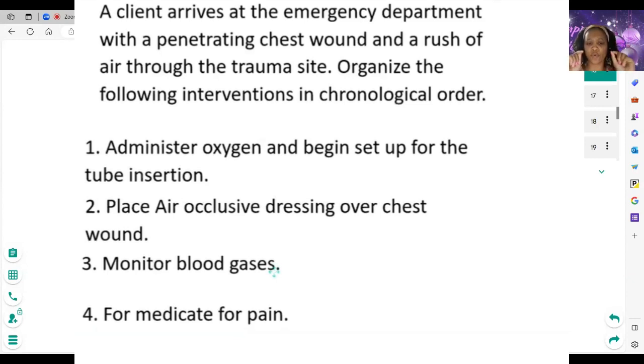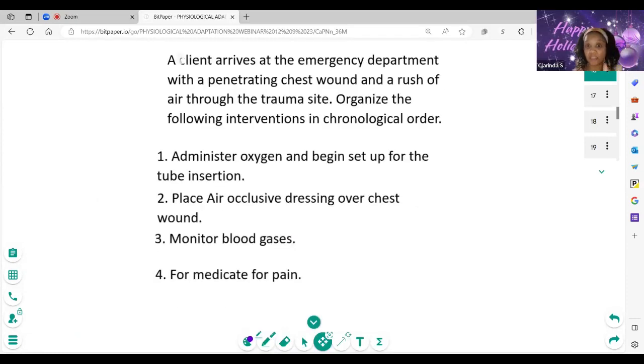So with this one, you have to put in order. The next two questions are some commonly missed. They're probably the top missed questions for physiological adaptation that I see. And you want to put in chronological order what to do for this patient.